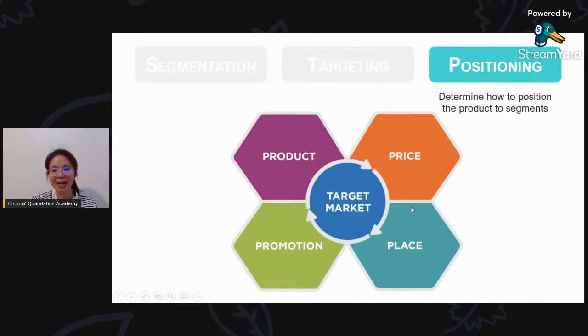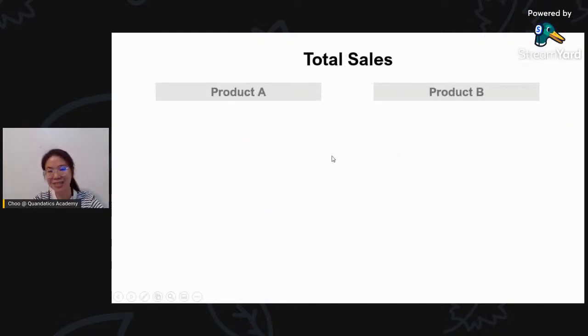Okay, so let us put this into the scenario just now. Remember the scenario of the cosmetic. All this positioning, for sure, we will be linking back to the segmentation and of course the targeting. Let's say I have product A and product B in my cosmetic firm, and I have collected some data already.